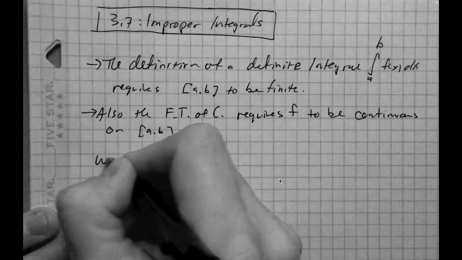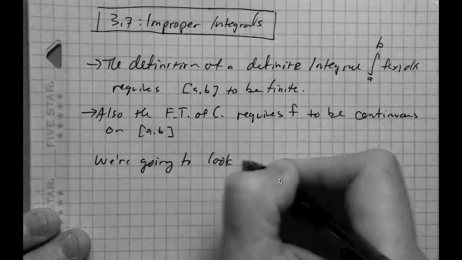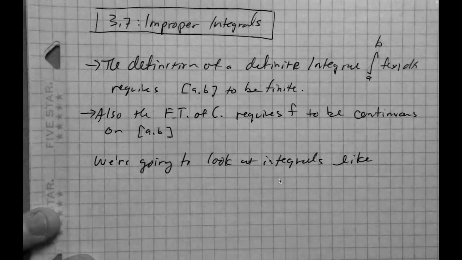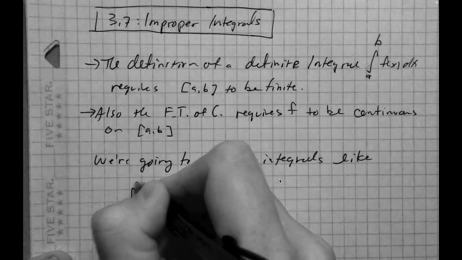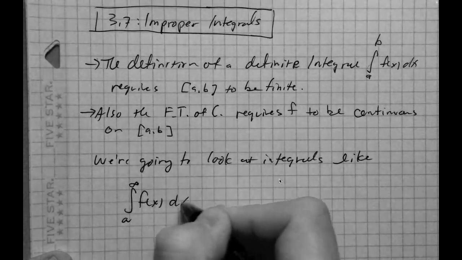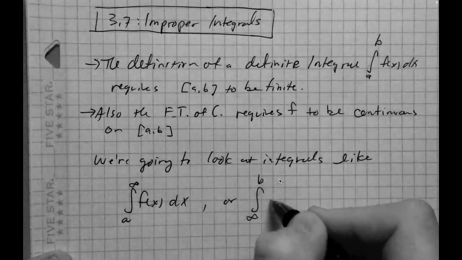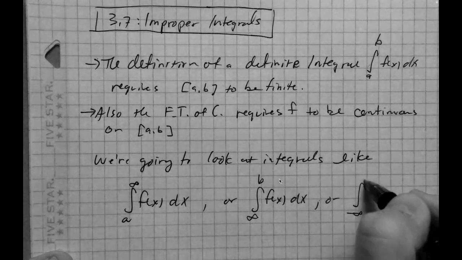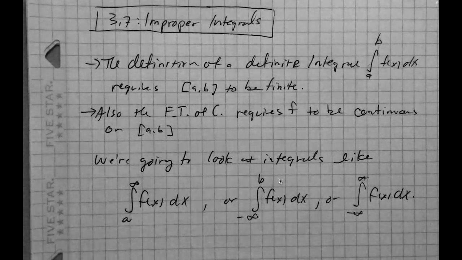So we're going to look at integrals like the first thing we'll look at, situations where you've got a to infinity of f of x dx, or negative infinity to b of f of x dx, or negative infinity to infinity of f of x dx. Those kinds of things. That's the first kind of improper integral.